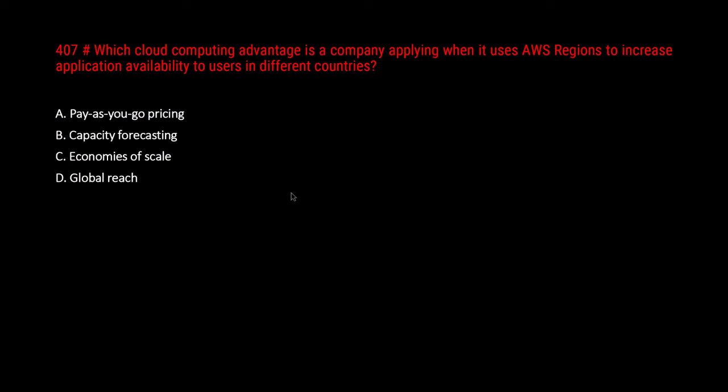Which cloud computing advantage is a company applying when it uses AWS Regions to increase application availability to users in different countries? It is talking about different countries. Okay, so what cloud computing advantage are they talking about? They are talking about global reach, because it is about reaching throughout the countries. Economies of scale is not about making the application available all over the world. This is about the more people use AWS, the cheaper they are going to give you the services. That is economies of scale. Capacity forecasting, we already know that it has nothing to do with availability. Pay as you go, we already know that these two are pricing related. This is something else. So the answer is global reach.